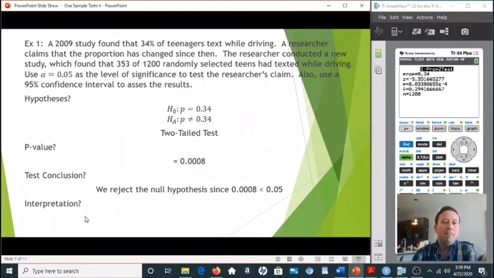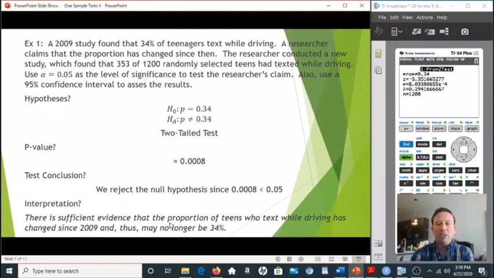Before we do that, let me back up a step. The interpretation of this. So you know how I asked for a sensible conclusion? This is this part here. What's the sensible conclusion here? We are rejecting the null hypothesis, which means we are using our evidence to essentially support the alternative hypothesis, that the percentage of teens who text while driving has changed. So that's what you would say, is that there is sufficient evidence that the proportion of teens who text while driving has changed since 2009, and thus may no longer be 34%. Okay?